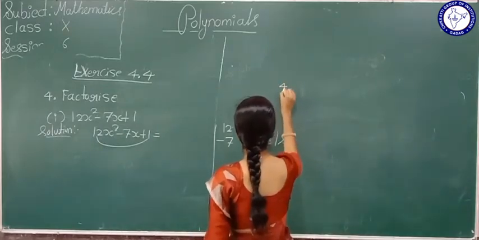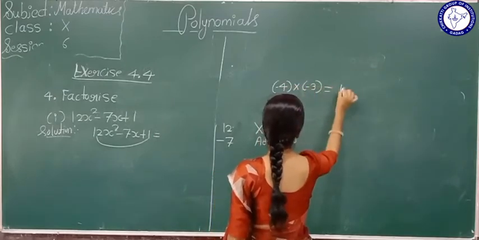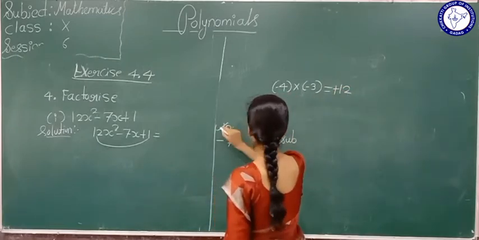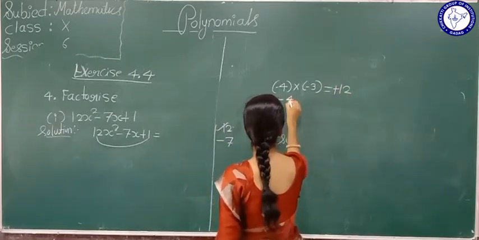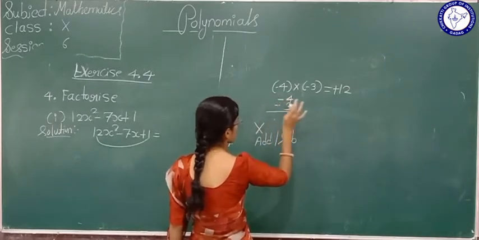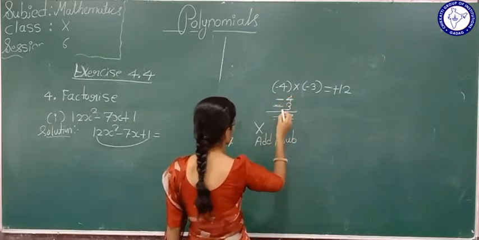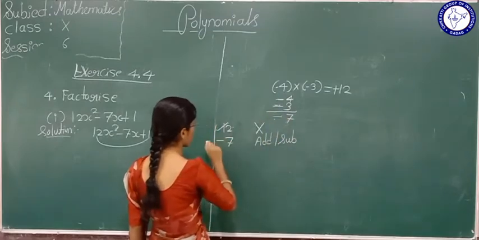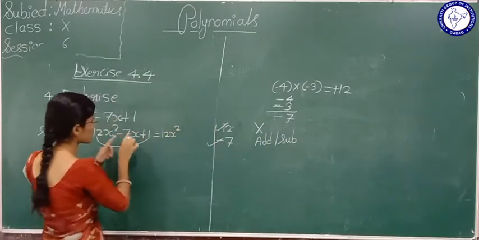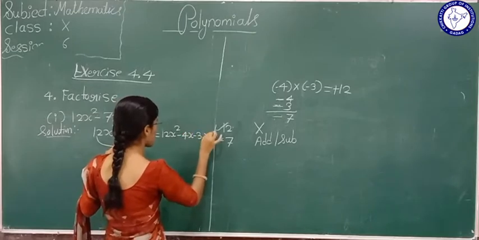Now say minus 4 into minus 3. 4 3s are 12, minus minus is plus, so this condition is satisfied. Now minus 4 minus 3 is what? 4 plus 3 is 7. Which is the bigger number? 4 and minus 7, definitely minus 7. Which are the two numbers? 12x square, this minus 7x can be written as minus 4x minus 3x plus 1.